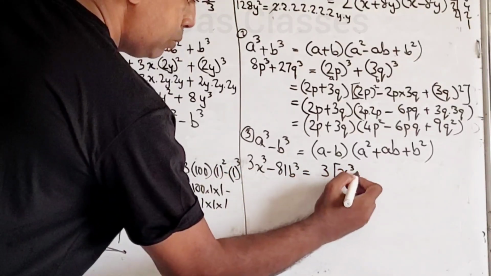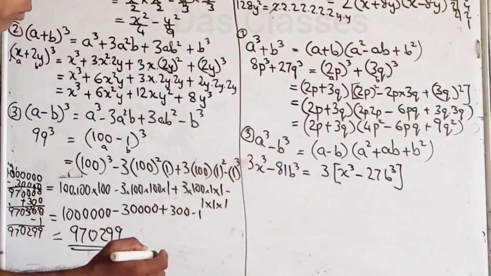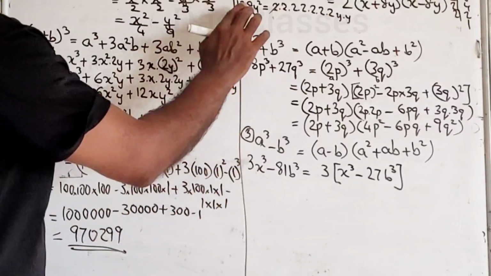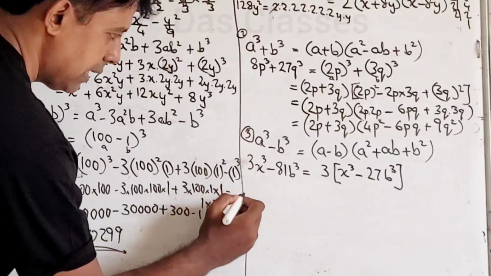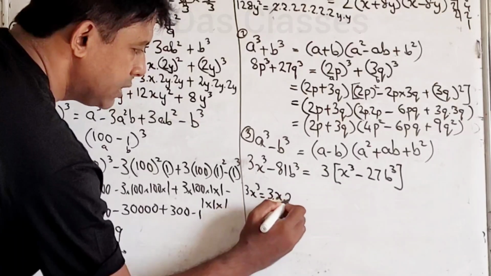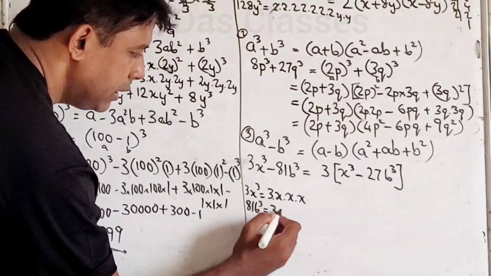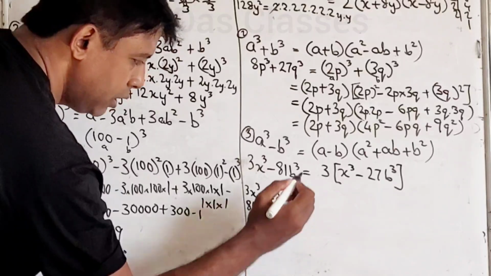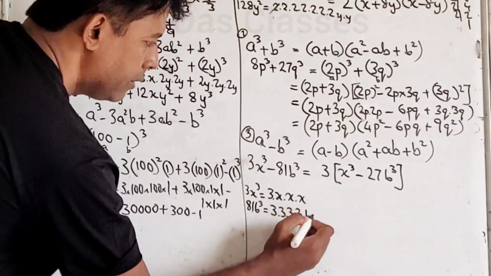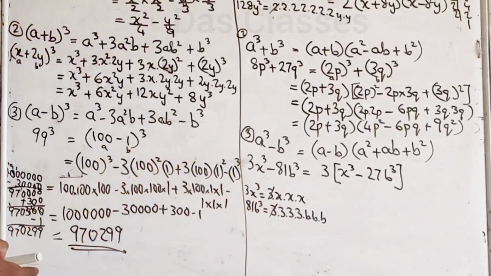So it's going to be x cube minus 27b cube. If you want, you can check it: 27 3s is 81. I will show you how to find the common factor. 3x cube was 3 into x into x into x, and 81b cube was 3 into 3 into 3 into 3, and b into b into b. You can factorize and see for yourself. So as you can see, 3 is common in both of them.